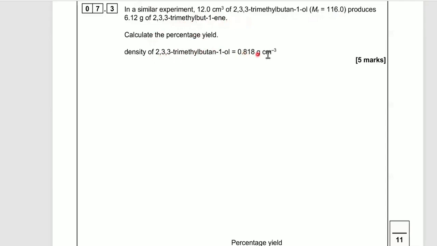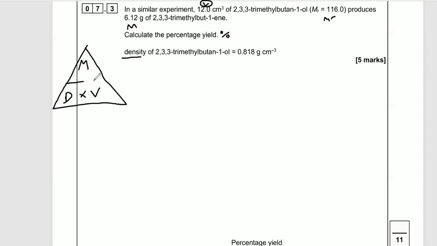So we've been given density, which means we're probably going to use the density calculation. And we've also been given the Mr, and we've been given a volume, but we haven't been given concentration. So we're probably not going to do n over cv. And we've been given percentage yield, so we're going to need that. So you're going to need several calculations here. One of them is definitely going to be mass over density times volume. You should know that off by heart. When you're given density, you'll normally have to do that.